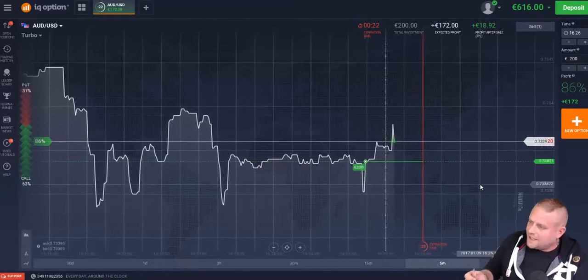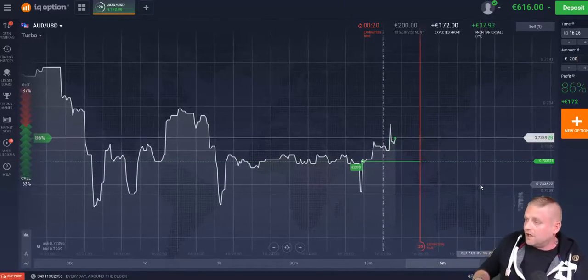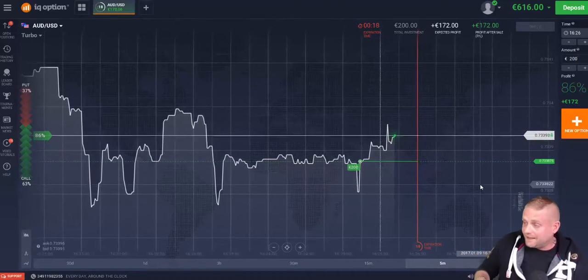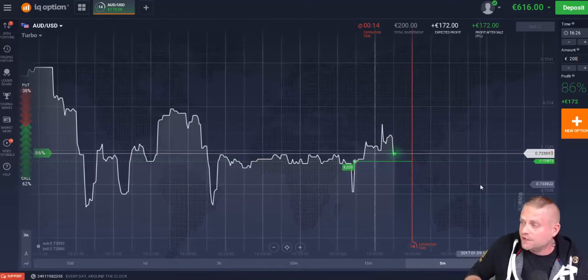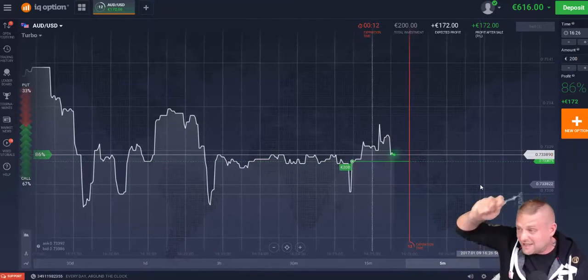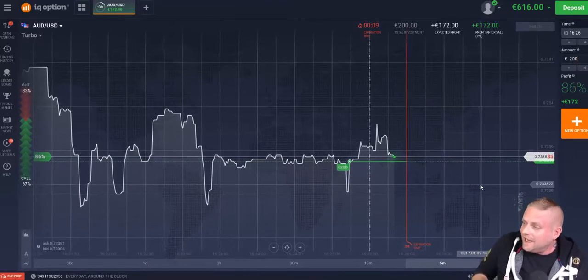And this, if it does come in, will put me over 1,000 euros. And that's me happy for the day. And that's all there is to it. You just have to find that good support line when it's on a steady upward trend.